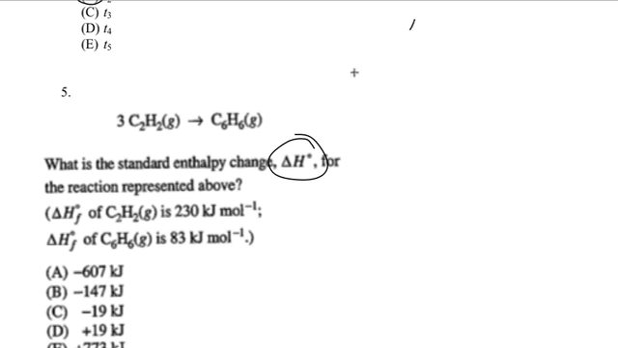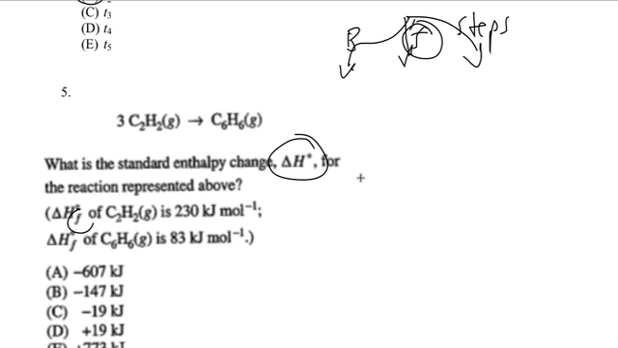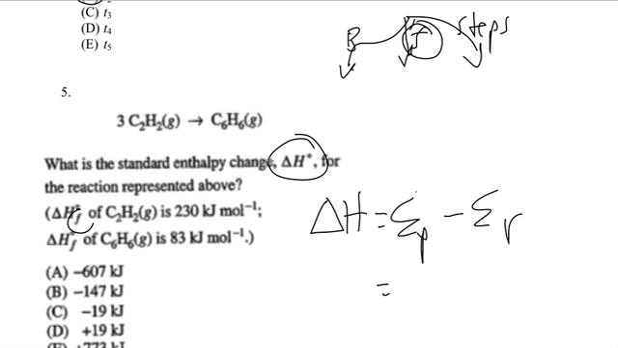All right, so we see some delta H's flying around. We think about our flow chart. We got the bond category. We got the formation category. And we got the steps category. I do see a little F here, so this is going to be in the formation category. So delta H is going to be equal to the sum of the products minus the sum of the reactants.